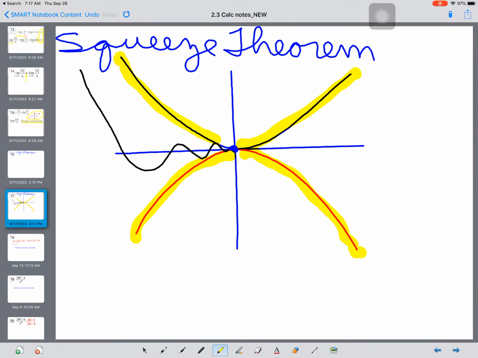So if I somehow know that the graph of this black one is always in between these two, then I can say the limit as x approaches 0 of the black graph is also 0. Even if for some reason I'm not able to figure out what's going on with this limit, if I know it's always in between these two, then I can say its limit is also 0. So tuck that one in the back of your head. We'll try some problems off and on this year that might include that.